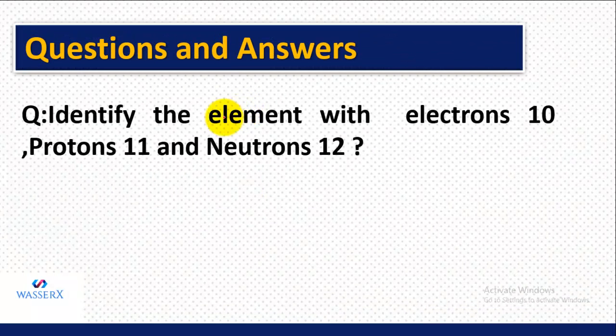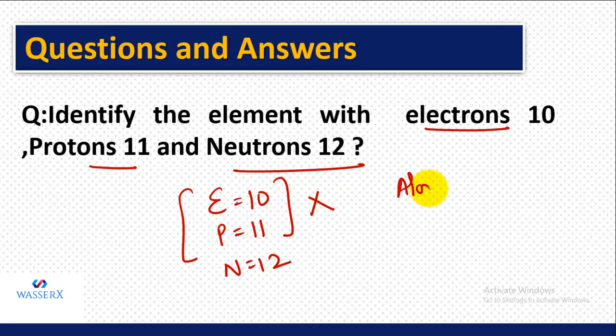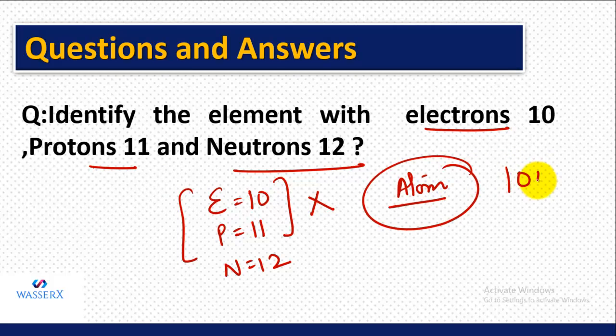Next question is, identify the element with electrons 10, protons 11 and neutrons 12. We have electrons 10, protons 11 and neutrons 12. Now if you look at this question, you will see that in this case electrons and protons are not equal. So that means in this case it's not an atom. In this case we are talking about an ion.